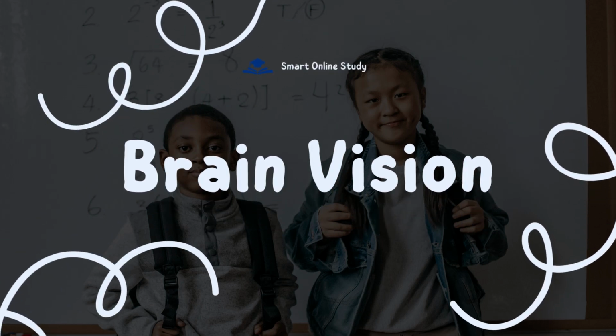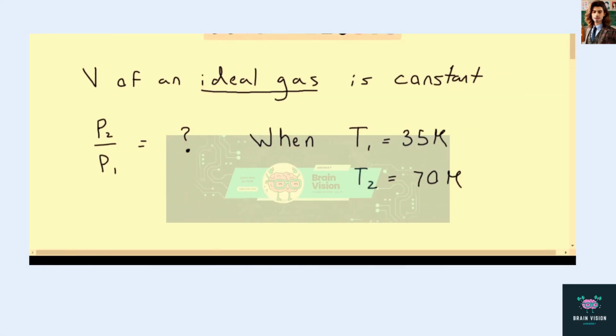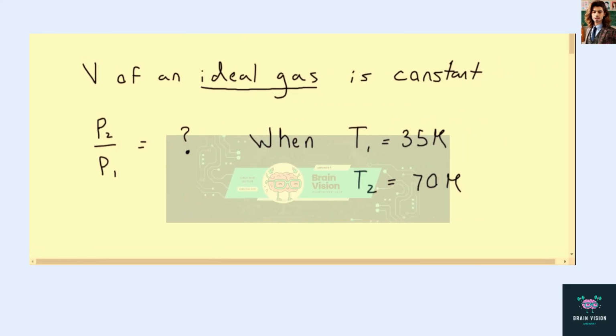Welcome to Brain Vision. In this example, we're going to determine what the ratio of the final pressure to the initial pressure is when we know what the initial and final temperatures of an ideal gas are. And also, we're assuming that the volume of this ideal gas is constant during this whole change, which is very important. So we're going to star that.